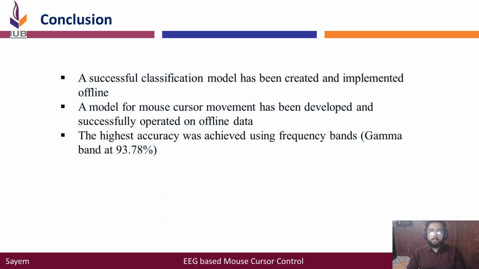So moving to the conclusion, we have successfully created the classification model, and we have implemented it offline. We have achieved the highest accuracy, which is 93.78%, as well as we have created a model for the mouse cursor so that we can move the cursor.